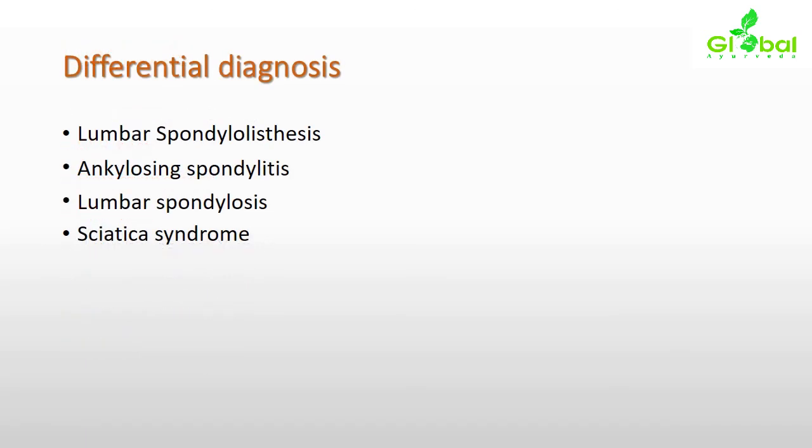Lumbar spondylolisthesis, ankylosing spondylitis, and lumbar spondylosis are conditions you should consider as differential diagnosis. Why? Because in most of these conditions, one or more symptoms can be represented simultaneously, similar to this condition. As they are always connected to pathological impairments of the lumbar spine along with radiating pain, these conditions should also be considered as differential diagnoses of lumbar sciatica syndrome.